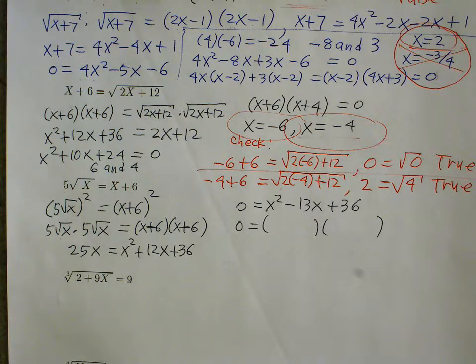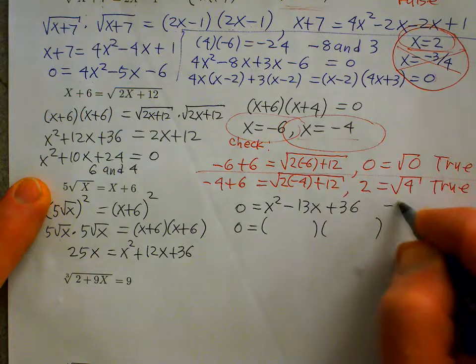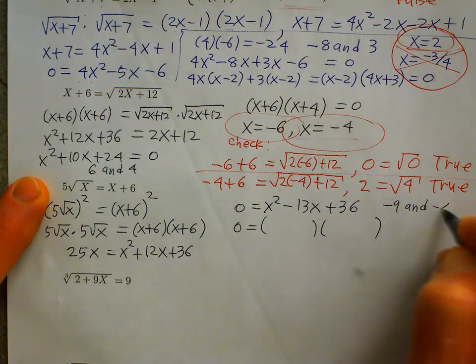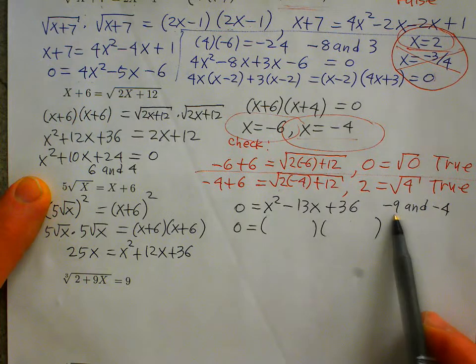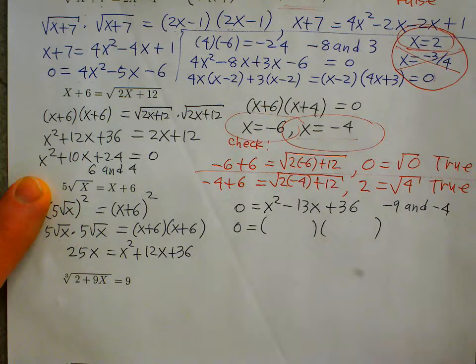Both of them have to be negative. If the product is positive and the sum is negative, both have to be negative. Okay, negative 9 and negative 4. When you multiply them, you get positive 36, and when you add them, you get negative 13.